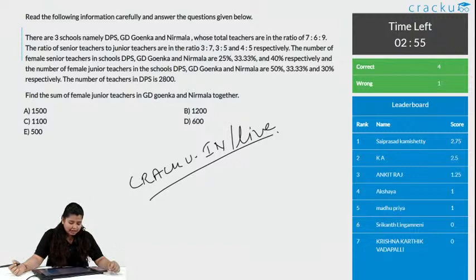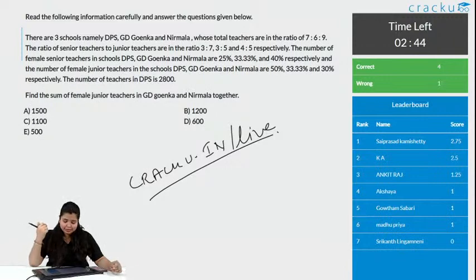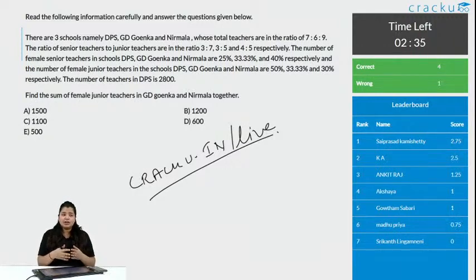The third question says, find the sum of female junior teachers in GD Goenka and Nirmala together. It is just addition, you need to find the sum, but for this, first you need to know the data. Many times we are very scared of caseless DI, like, oh my god, I don't know how to do this, I find it very difficult. No, you just read the data. Caseless DIs are generally very easy, you just need to see the data and analyze them. Even all the DI questions are generally very easy, you just need to get the data, get it separated. It is given in a little complex form, get it simplified and you will get the answer.